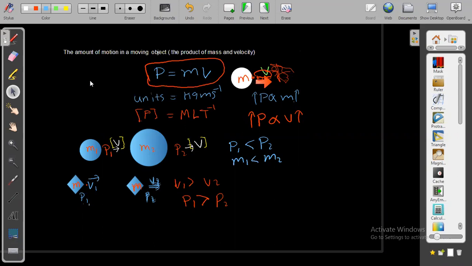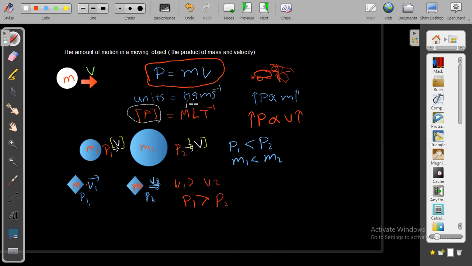Yeah, okay. As I told you, when the object moves with the velocity of v, it contains something called momentum. And the unit, as I told you, is kg m s^-1. And more importantly, what is the dimension?